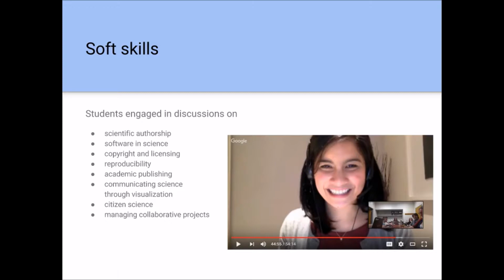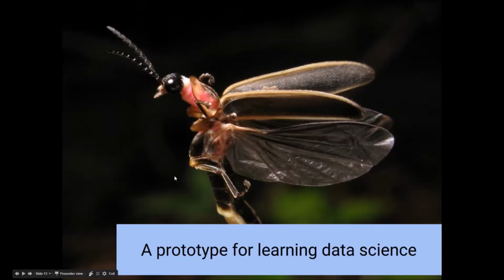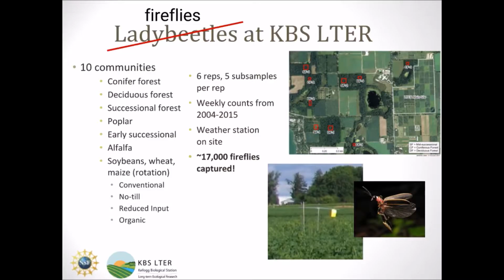And I think that these are the things that we really want students to be able to take out of the course. So using all of this reasoning, I developed a prototype for learning data science using some LTER data. I have been studying the lady beetle communities at Kellogg Biological Station in southwestern Michigan since about 2012. But this is part of a long-term study that was established in 1989. We've been watching these lady beetle communities in 10 different plant habitats.